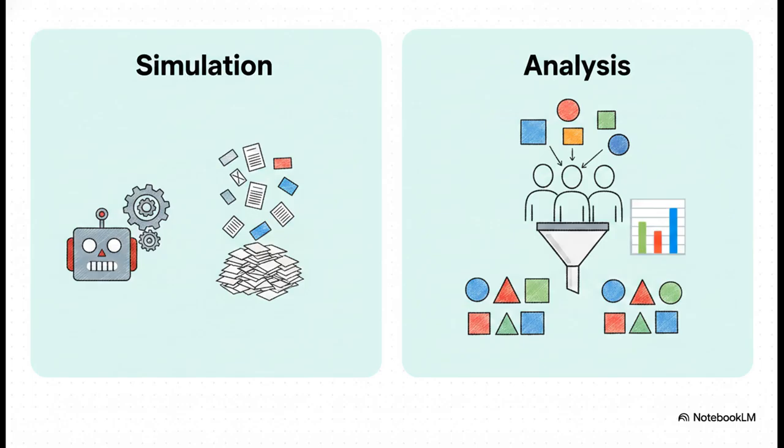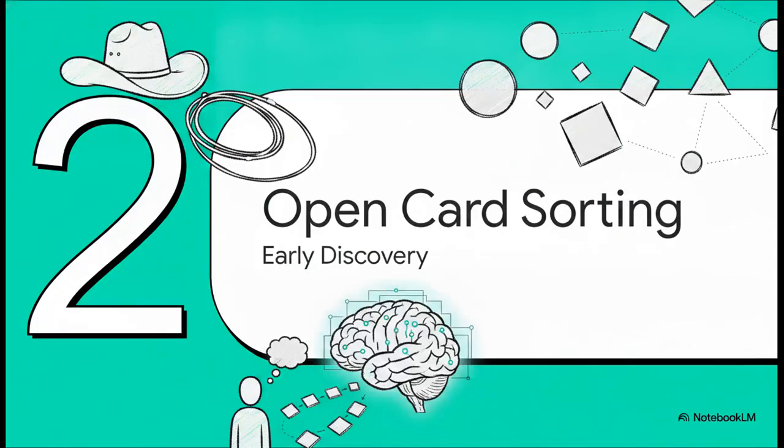Then on the right side, we have analysis. This is the processing superpower of dedicated platforms like Maze or Optimal Sort. Once you have actual human data in hand, the AI steps in to rapidly merge similar labels, visualize clustering, and summarize patterns. So, simply put, simulation predicts, analysis processes it. All right, let's move into Section 2, AI and open card sorting.